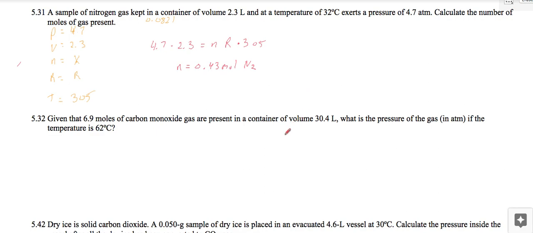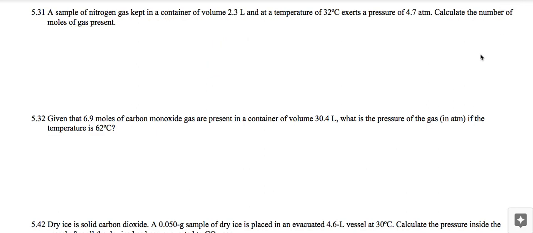Ooh, so this is a good one to bring up real quickly because you'll see a problem like this sometime else, I'm sure. Nitrogen gas is N2. It's a diatomic, and so that is how you would report it, as N2, not just N. All right.